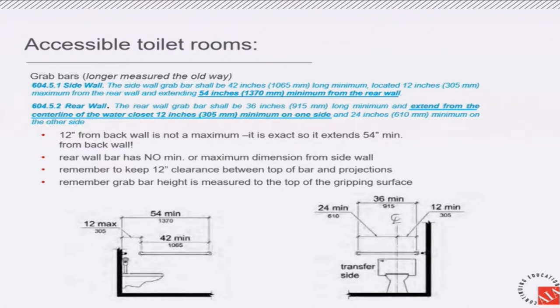So we all know the 42-inch sidewall bar, right? 12-inch maximum. So 10 inches should be enough, right? Yes. 54-inch minimum. If you're at 10 with a 42-inch grab bar, you're at 52. So you could use a 44-inch grab bar at 10, if you can find one.